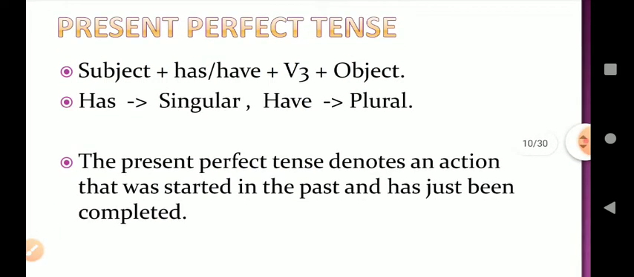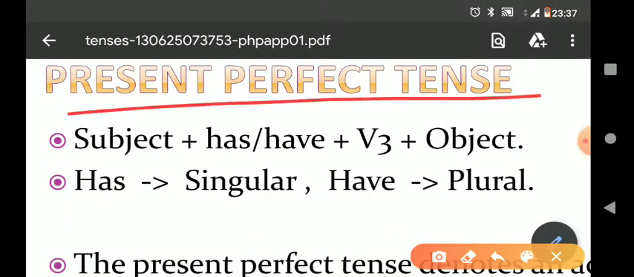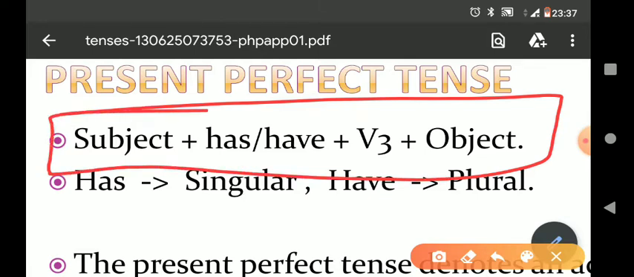Third is present perfect tense. Now what is present perfect tense? The rule is also given here. The present perfect tense denotes an action that was started in the past and has just been completed. It shows an action that started in the past and just completed, like I have eaten ice cream. This is the rule: subject plus has or have plus v3 plus object.